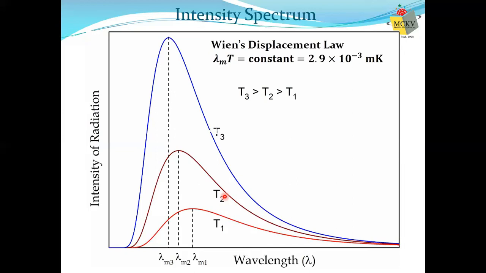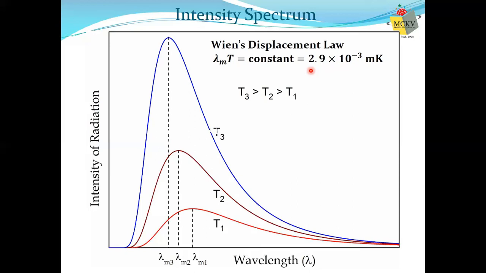That is, lambda m T is constant, and that constant value is 2.9 times 10 to the power minus 3 meter Kelvin. This law is called Wien's displacement law, which says that when the temperature is increased, the peak is displaced towards the lower wavelength side, such that the wavelength corresponding to maximum intensity is inversely proportional to the temperature. Or in other words, lambda m T is constant.